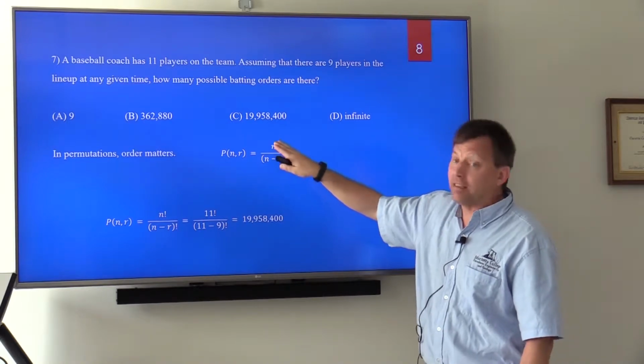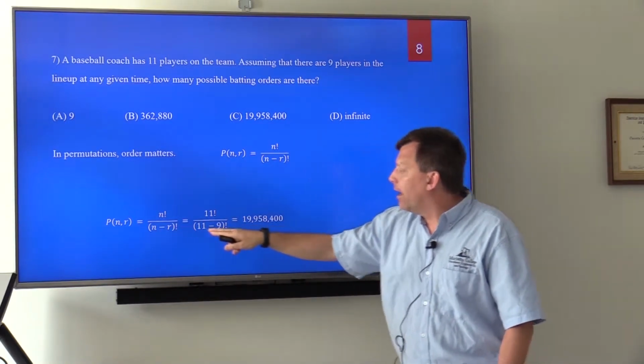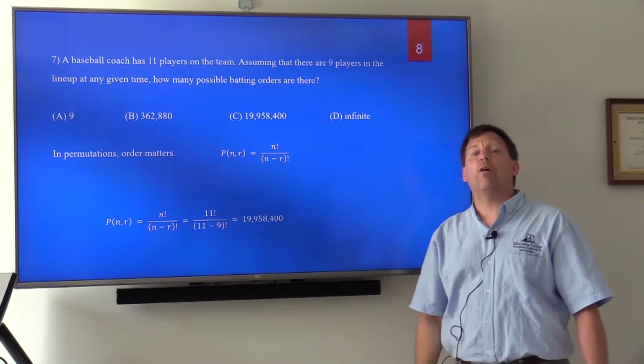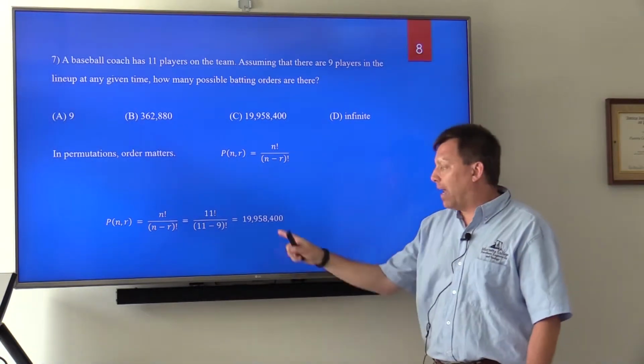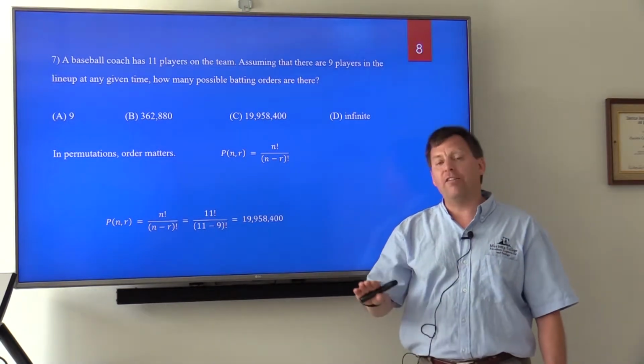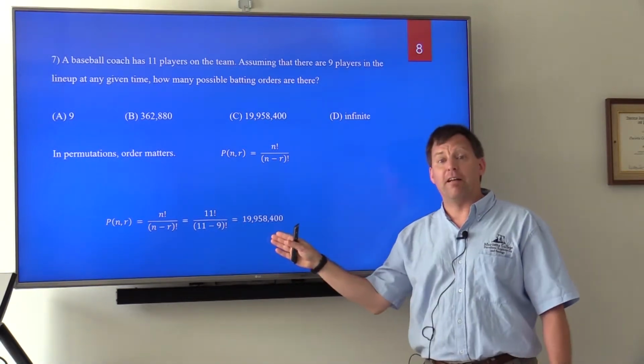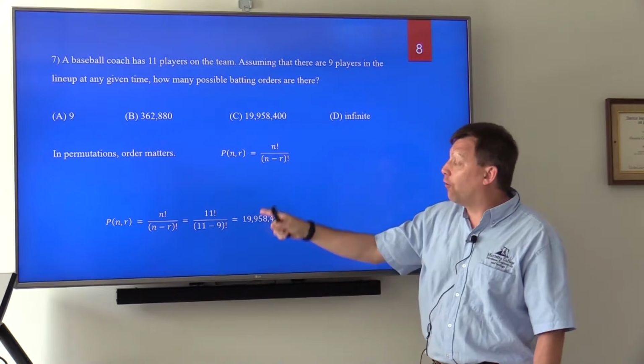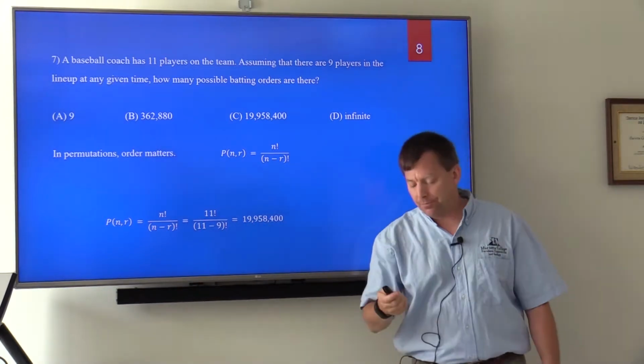You'll notice the formula is different. That's how you can get it through, and you get almost 20 million different batting orders. That's with 11 players on the team. I am not aware of any baseball teams that have 11 players. So you can imagine if you had 30 players, this number would be very, very high.